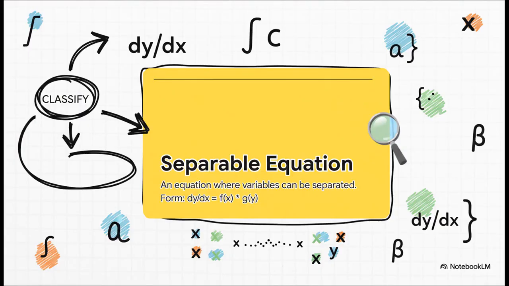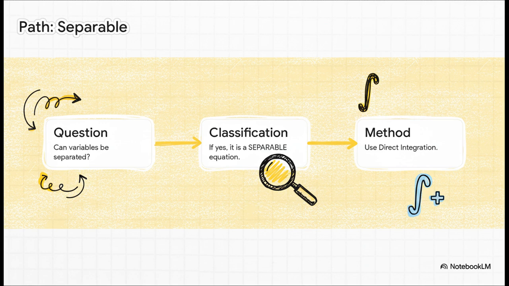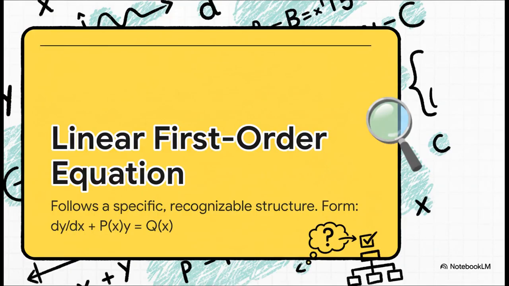First up, the most straightforward one of the bunch, the separable equation. The name really says it all. If you can use algebra to get all the y stuff with the dy on one side and all the x stuff with the dx on the other, you're good to go. You know, something like dy/dx equals x squared times y. That's a classic separable. So your diagnostic path is super simple. The very first question you should always ask yourself is, can I separate the variables? If the answer is yes, you classify it as separable, and you immediately know your method is direct integration. Done. Next problem.